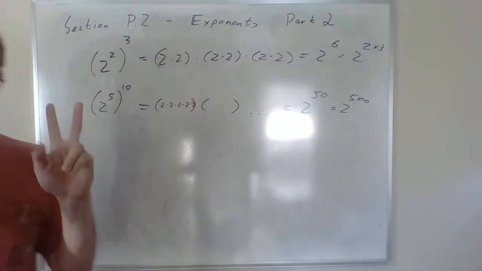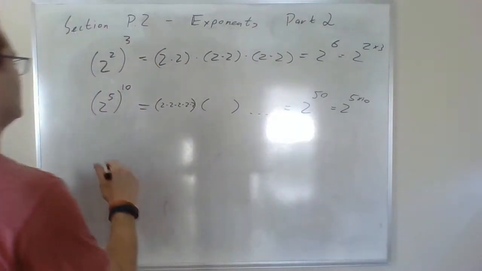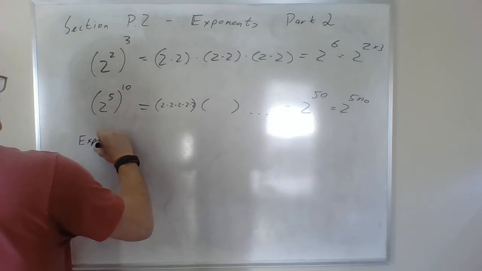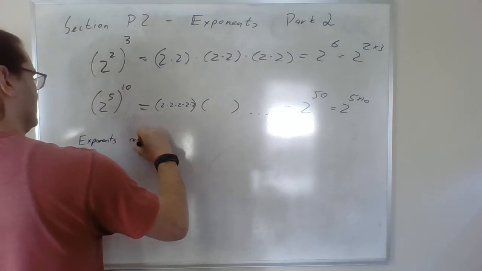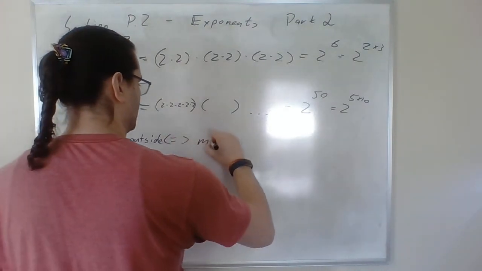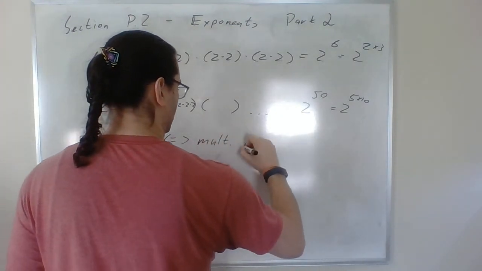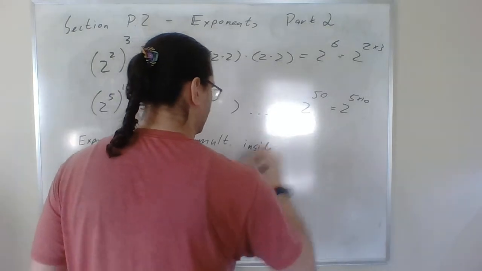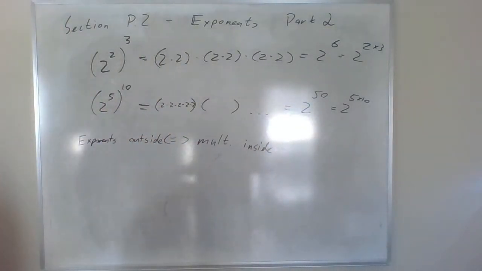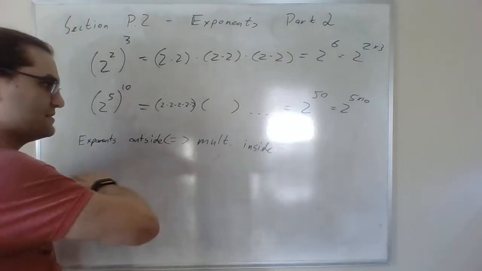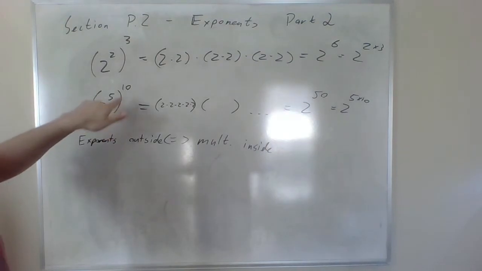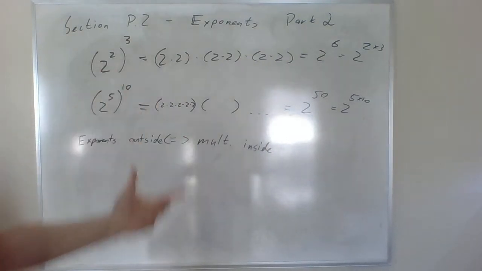So this is our third property of exponents. I call this exponents outside multiplication inside. Again, this is my sort of idiosyncratic name for it. If this name isn't doing anything for you, don't worry about the name. Just remember the property. Exponents raised to other exponents usually means you multiply the exponent.